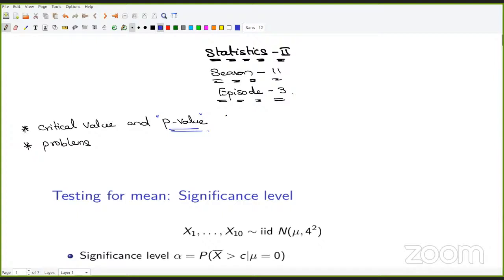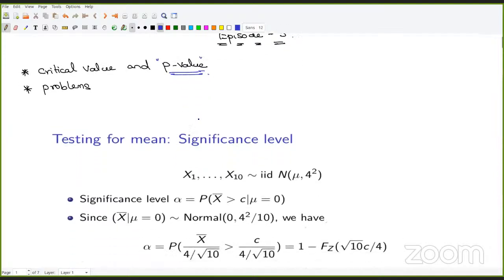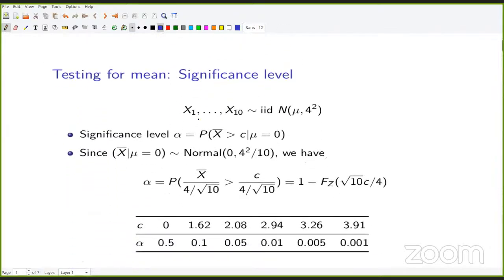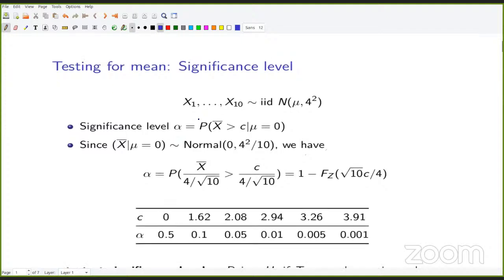So we are going to look into the p-value and we will solve a few problems which are basically from 10.7 and 10.8. Whatever doubts you have, I can take the questions. If there is enough time, we will solve each and every problem. Okay, let us recall what we did in the last session at the end.